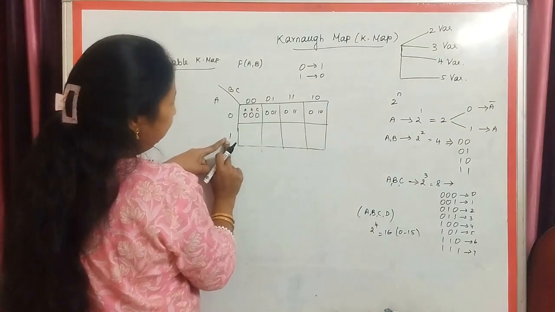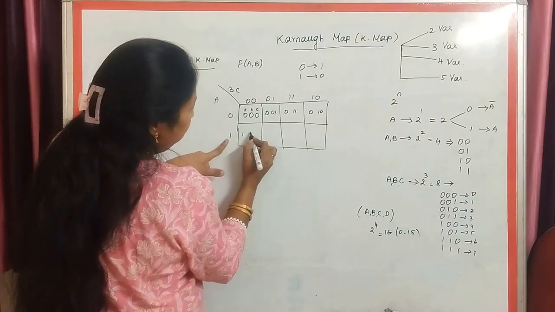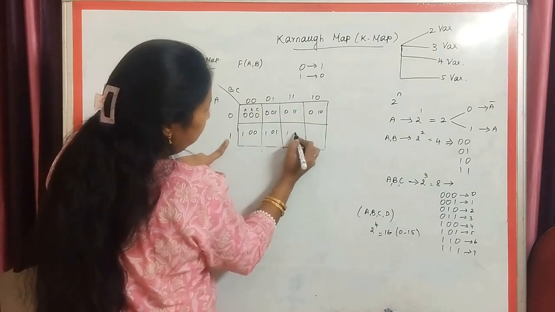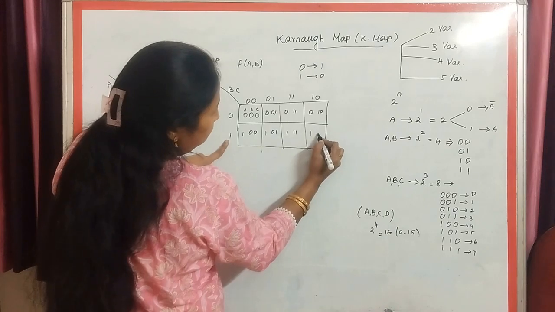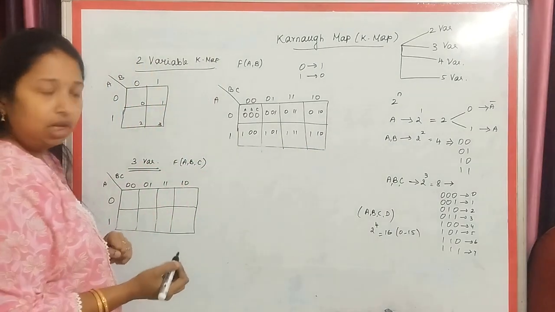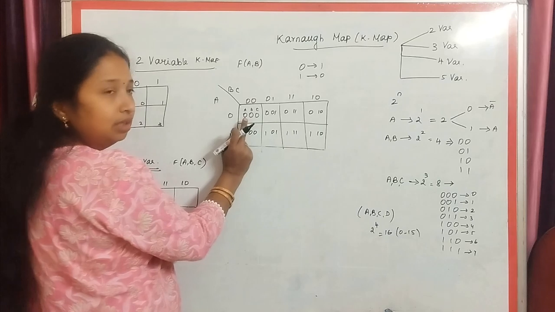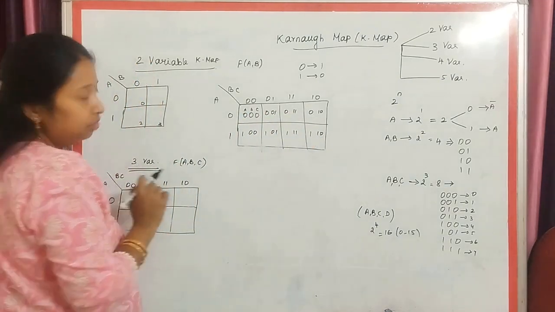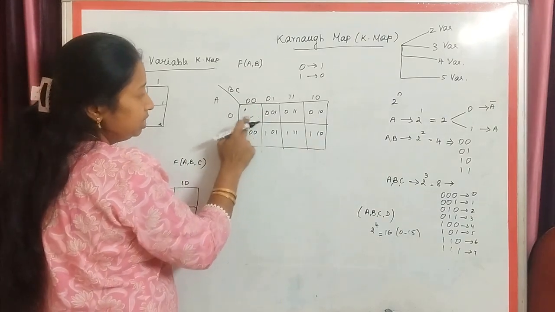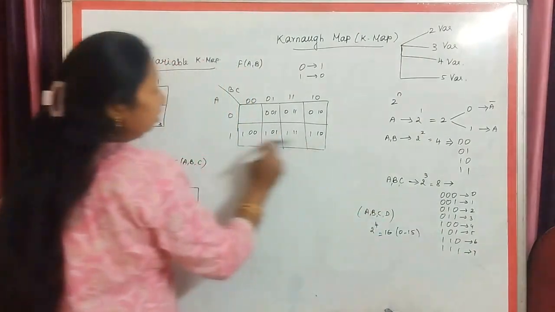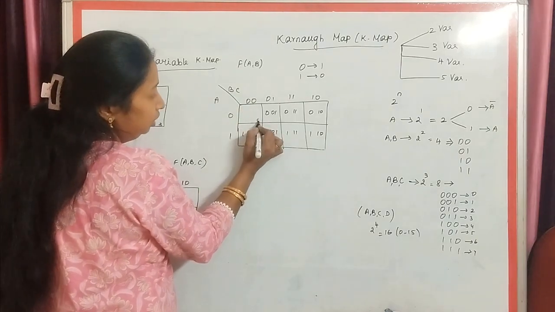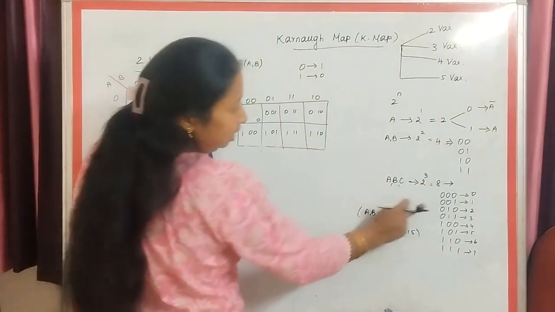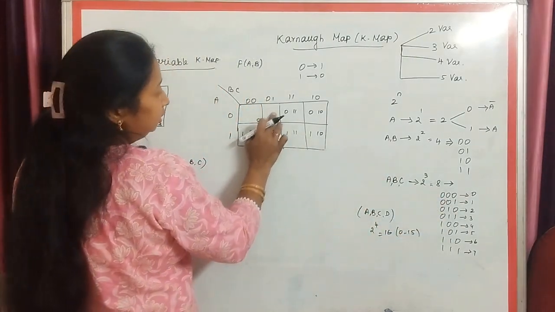Let me fill it up. And here it is 1 with 0, 0. 1 with 0, 1. 1 with 1, 1. 1 with 1, 0. Got it? Now, write the equivalent decimal number for every single combination. For 0, 0, 0, what is the equivalent decimal number? Check here and tell me. It is 0. Right? Now, what is the equivalent decimal number for 0, 0, 1? It is 1.